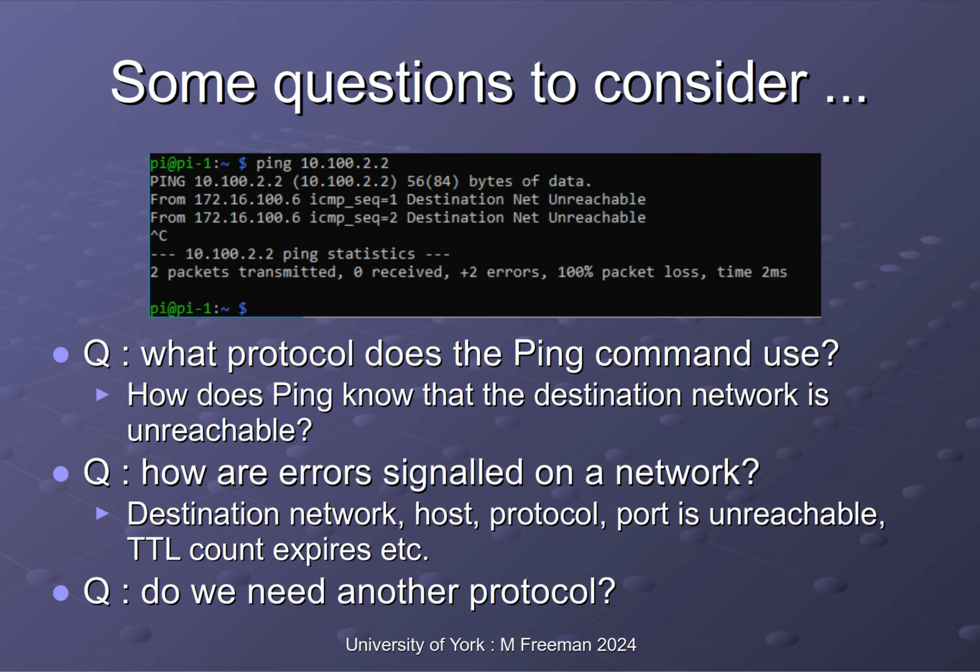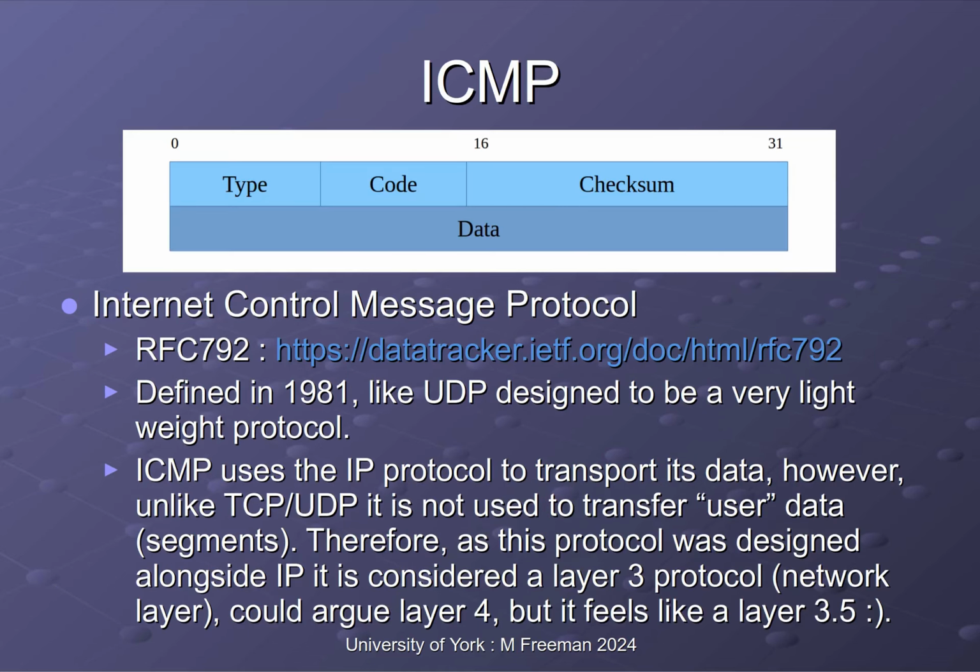And how do we signal error messages across our network? So how do we find out if a host or a network or a protocol or a port is unreachable? What protocol is used to transfer that information? And you may have seen this one already, but it's ICMP, the Internet Control Message Protocol.